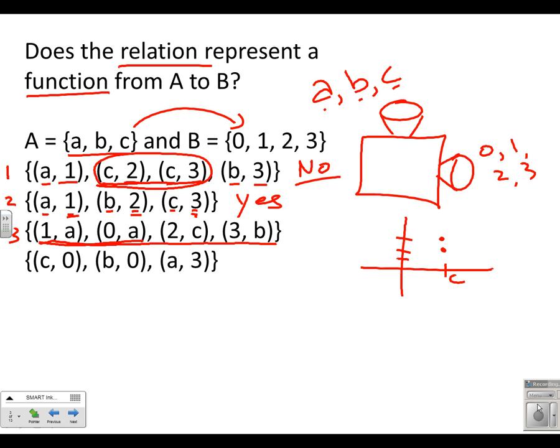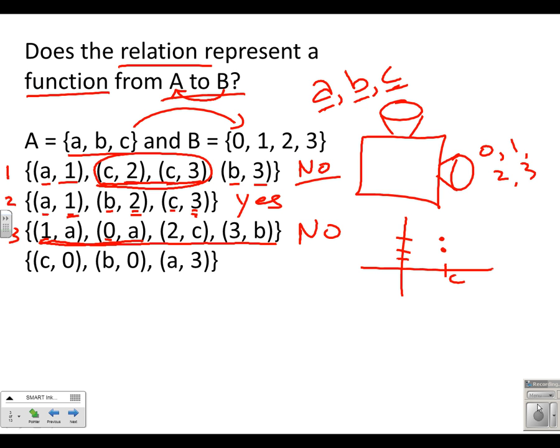If we put in a 1, we know what we're getting out. If we put in a 0, we know what we're getting out. So in that respect, it would be a function. However, this is a function from B to A, not from A to B. We need to receive A's, B's, C's, turn those into 0's, 1's, 2's, 3's, and or 4's. So this is a no under the stipulation A to B.